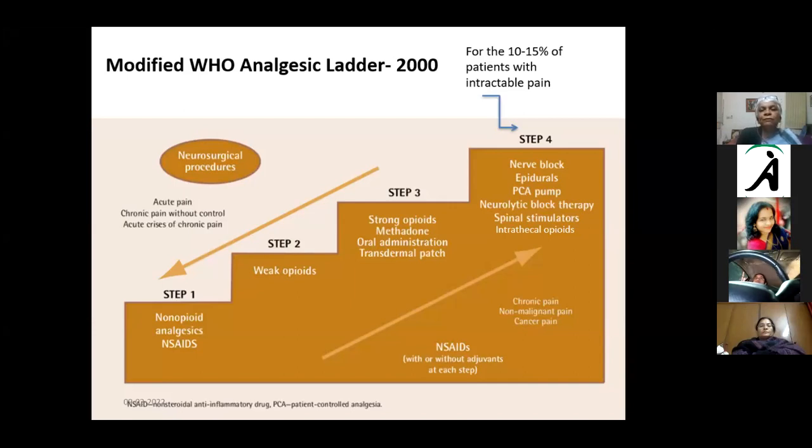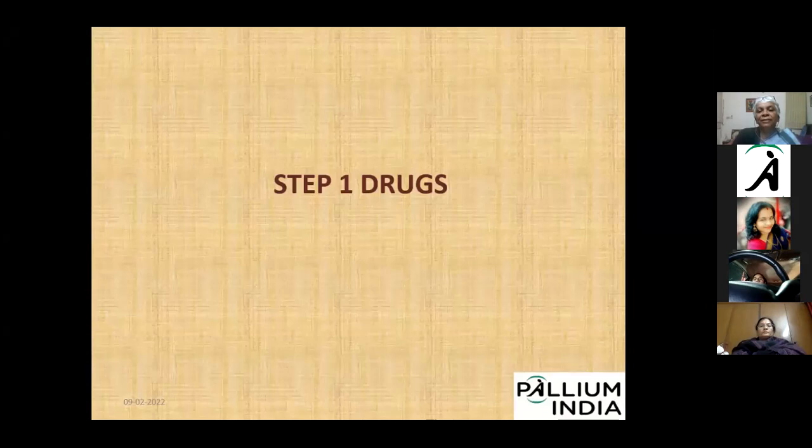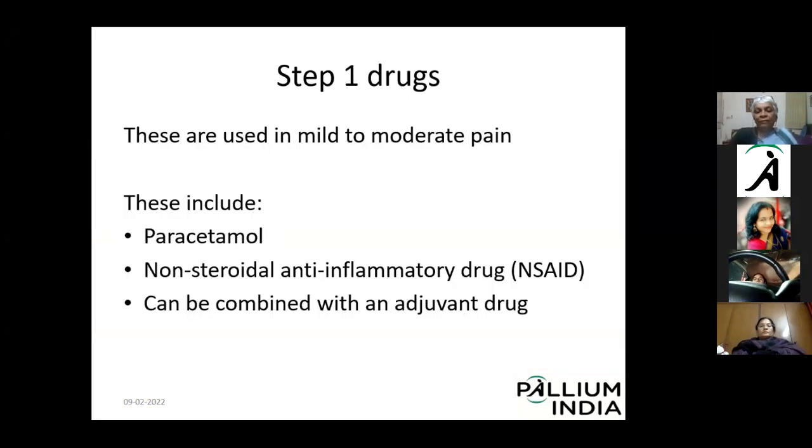And this modification of the WHO analgesic ladder was in 2000. Of course, there are even advanced neurosurgical procedures like thalamotomy and cordotomy and things like that. But the risks of those procedures are much more than the benefits, and they are generally not done nowadays. Now, let's discuss step 1 drugs.